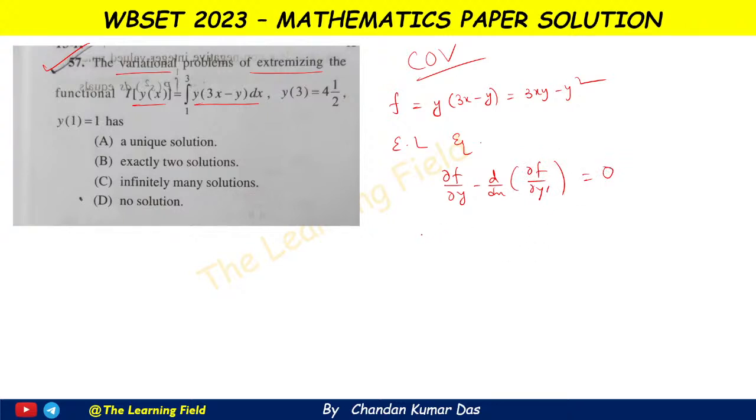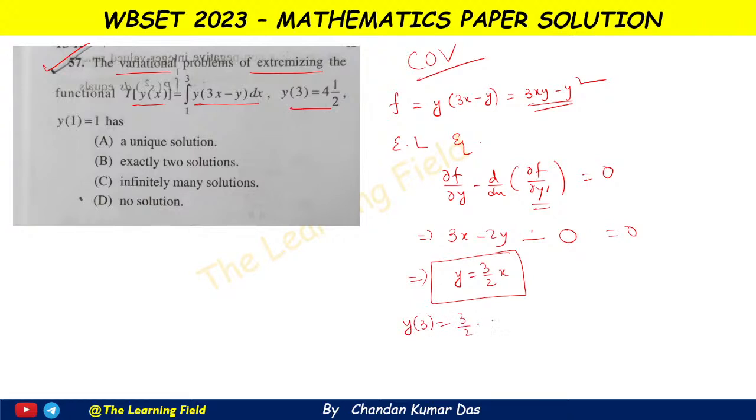Okay, so del f del y means what? Del f del y means simply 3x minus 2y, and del f del y dash term is not present in this equation, so this term goes to 0, which is equal to 0. That means we get here y equal to 3 by 2 into x. Get this one. Now we put y of 3, this gives what? 3 by 2 into 3, so this gives 9 by 2, which is equal to 4 and a half.